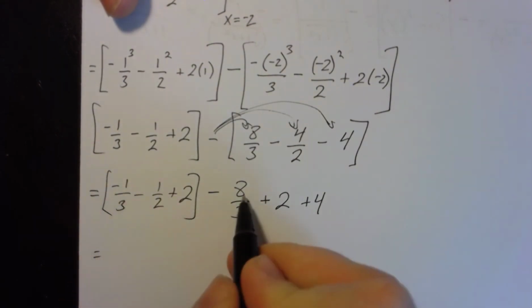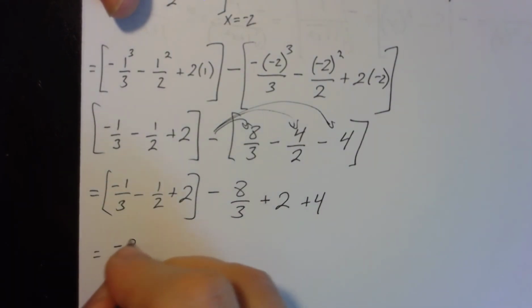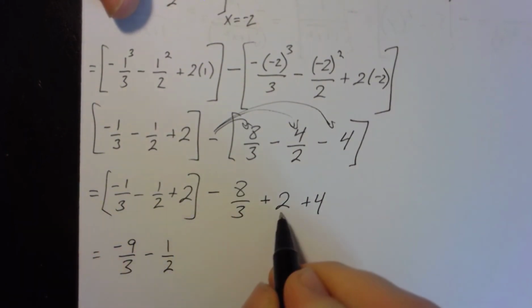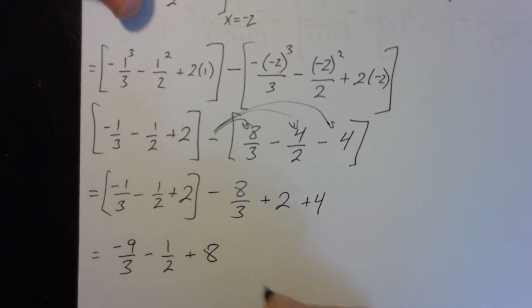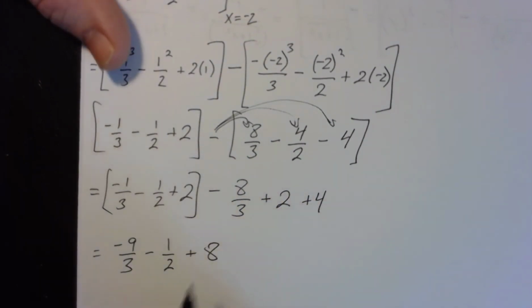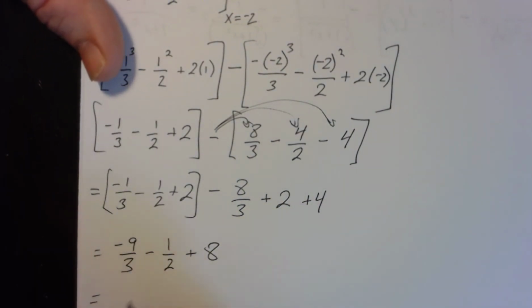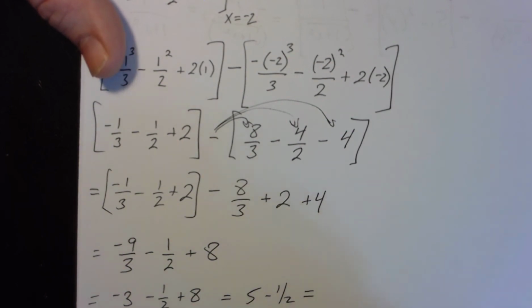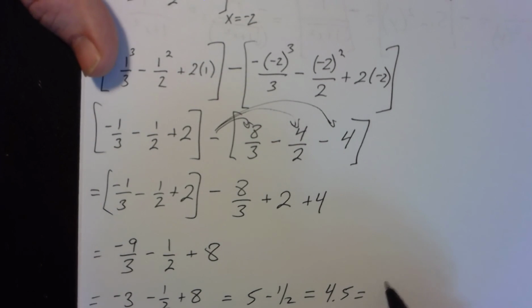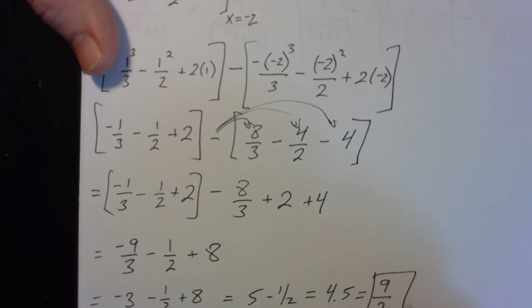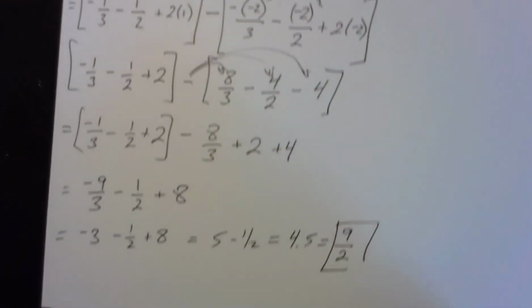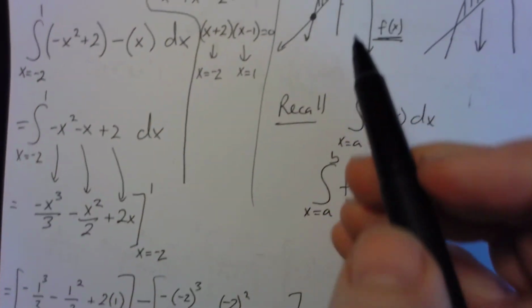providing me with a negative 1/3 minus 8/3, giving me a negative 9/3. I'm going to have a negative 1/2, and then I'm going to have positive 2, positive 2, positive 4, which is a positive 8. And now you'll see why I waited to find any common denominators. Negative 9 over 3 is a negative 3, minus a 1/2 plus 8, giving me 5 minus 1/2, or, if you're so inclined, 4.5. Or more appropriately, again, if you'd rather not use a fraction, 9/2. And right there is how you find the area between these two curves.